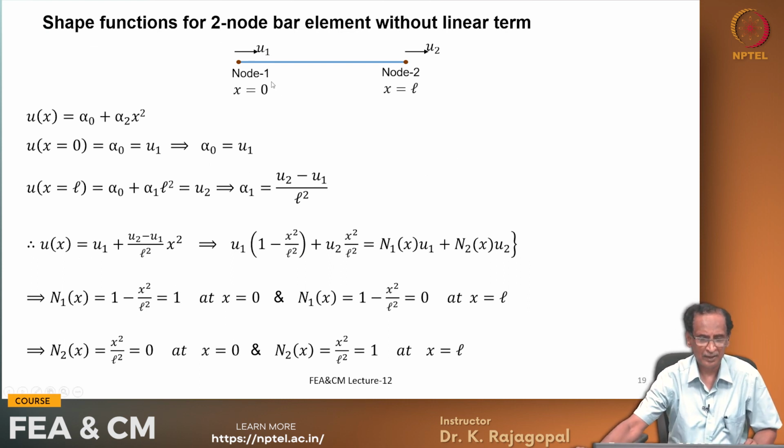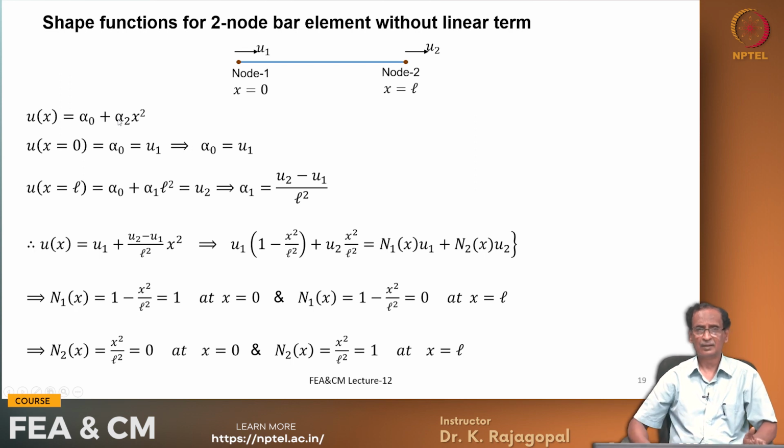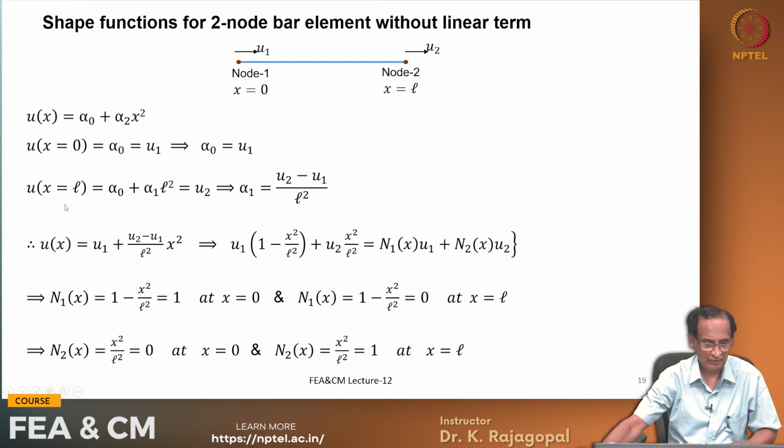Let us repeat the same problem, but now without the linear term. Let us take two terms, u of x as alpha naught plus alpha 2 x square. So I have neglected the linear term alpha 1 x, but included the second order term alpha 2 x square. If you go through the process, our N1 is 1 minus x square by L square and N2 is x square by L square. N1 is 1 at x equal to 0 and 0 at x equal to L, and similarly N2 is 0 at x equal to 0, and at x equal to L, that is at its own node, it is 1.